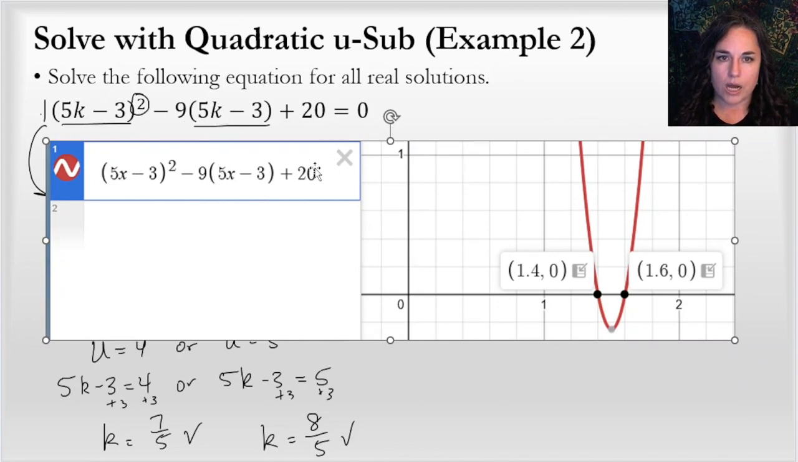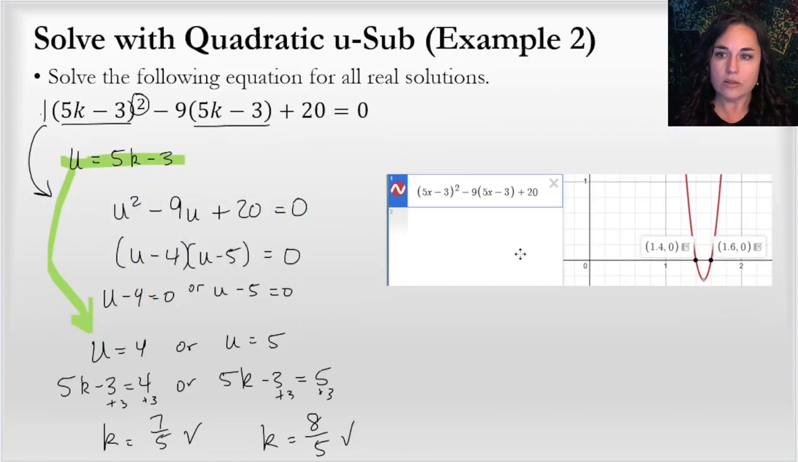And I asked myself, where does this cross the x-axis? Where is it equal to 0? Where does it cross the x-axis? And I can see it's 1.4 and 1.6, which is 7/5 and 8/5, right? It's over 1, right? So my graph verifies the two solutions that I solved there. All right, let's do another example.